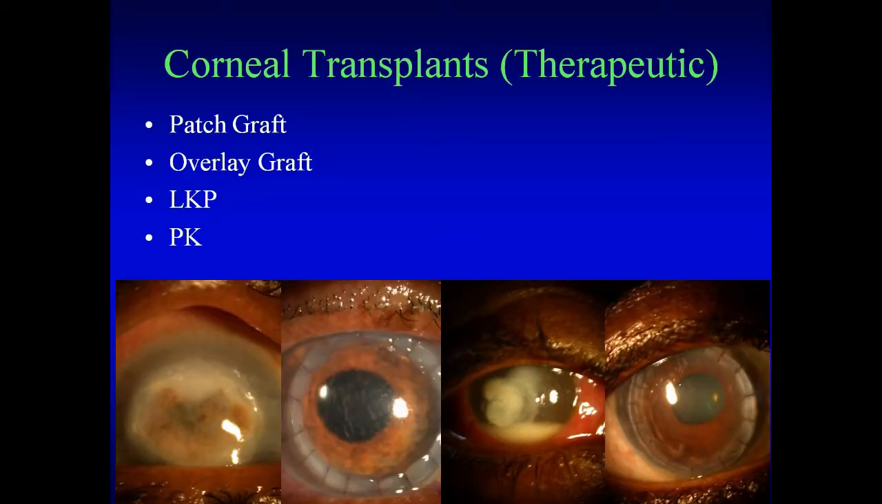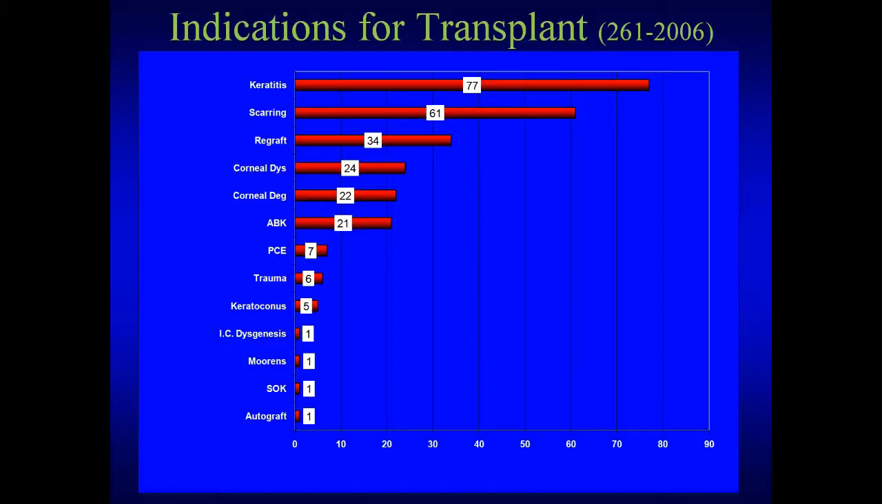Now, coming to the corneal transplants, there are various therapeutic options available here. Of importance are the patch grafts, the overlay grafts, the lamellar procedures, and finally the penetrating procedure as such. Now, this is just an old graph from 2006, more than a decade ago, on 261 cases, where among my indications for transplant, the most important was infective keratitis.